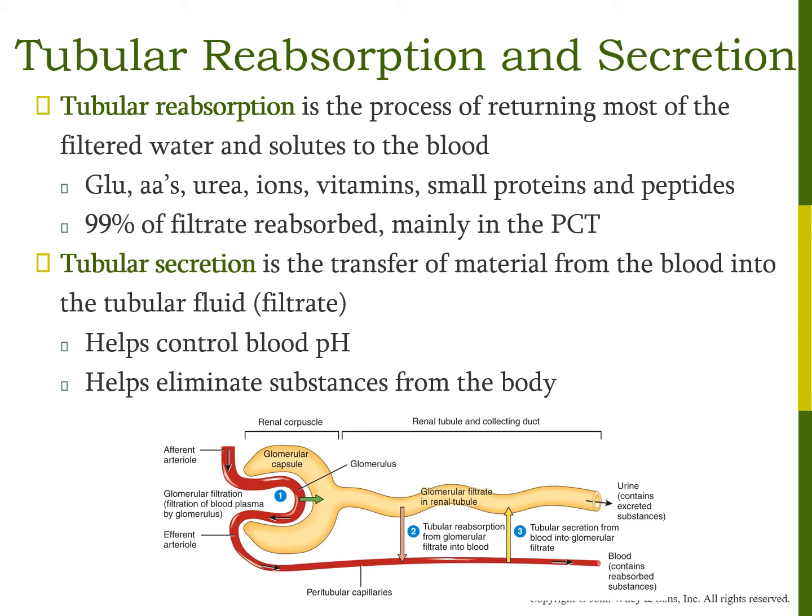Tubular secretion is the transfer of material from the blood into that tubular fluid or filtrate. This performs two important roles: secretion of hydrogen helps to control blood pH, and the secretion of potassium, ammonia, and certain drugs helps to eliminate these substances from the body. So reabsorption and secretion occur along the length of the nephron tubule and continue in the collecting ducts.